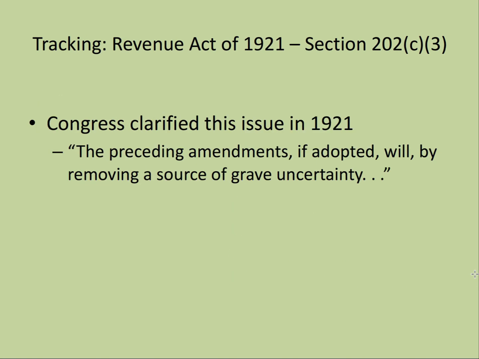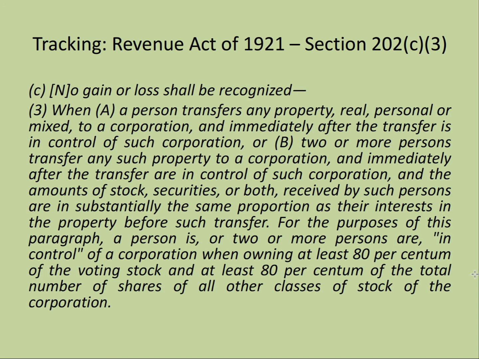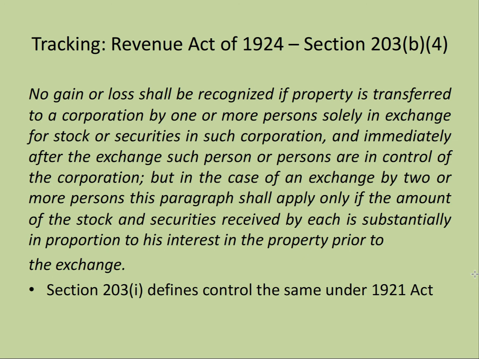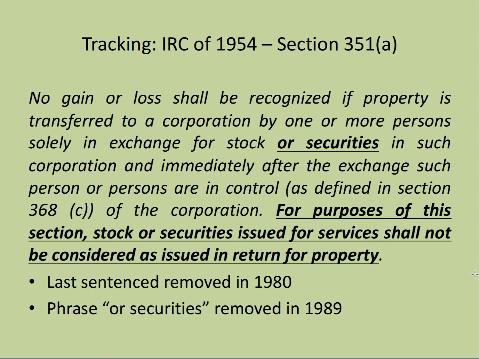In 1921, Congress clarified the issue. And this is what it looks like in that provision. And guess what? You see that 80% test of the control. You see that now we're talking about various other types of transfers, basically lumped all together. In 1924, it gets more limited. 1954 is when we actually have the provision in the code, just like you see pretty much today.